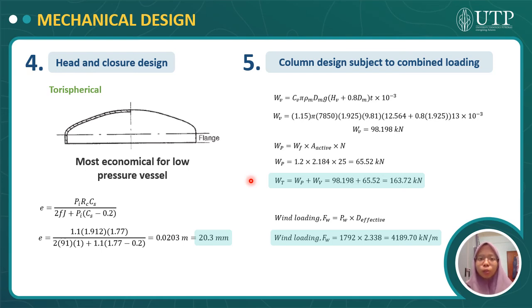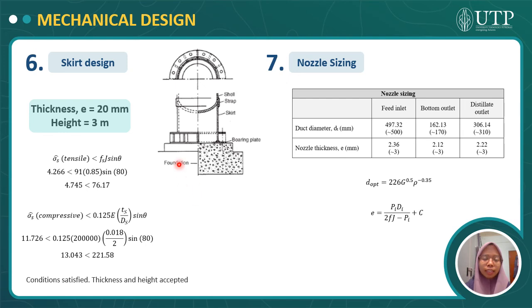Thus, its weight load, or what we call dead weight, is 163 kN, while wind load is 4,190 kN per meter length of column. Next is skirt design. Skirt design is equally important because it provides support for a vertical column like our distillation column. It is designed to be 3 meters high and 20 mm thick as it satisfies these two decision criteria.